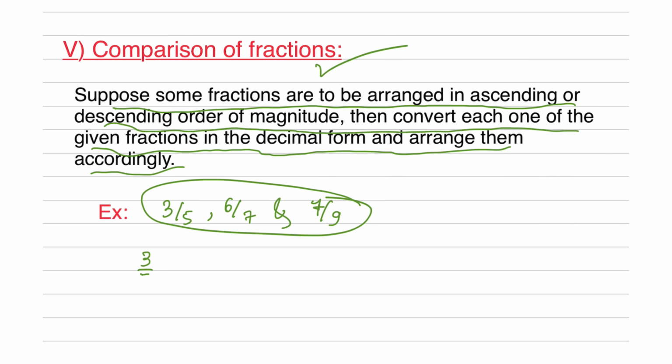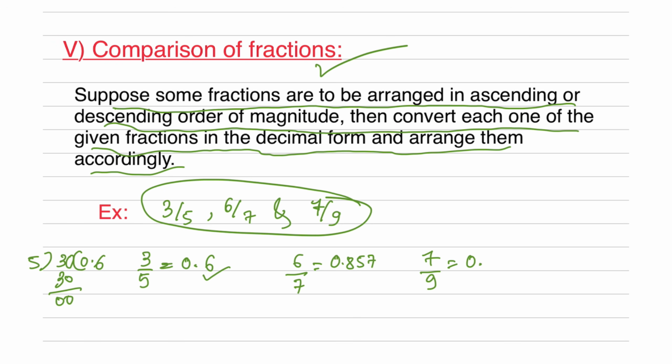You can see 3 by 5 is 0.6. How we got 0.6: it is 3 by 5. As 3 is smaller than 5, we should take a decimal point and we can keep the 0. So 5 sixes are 30 and we get the remainder as 0. So 0.6 is the decimal of the fraction 3 by 5. So 6 by 7 means 0.857 and 7 by 9 means 0.777. Like this it will go on.